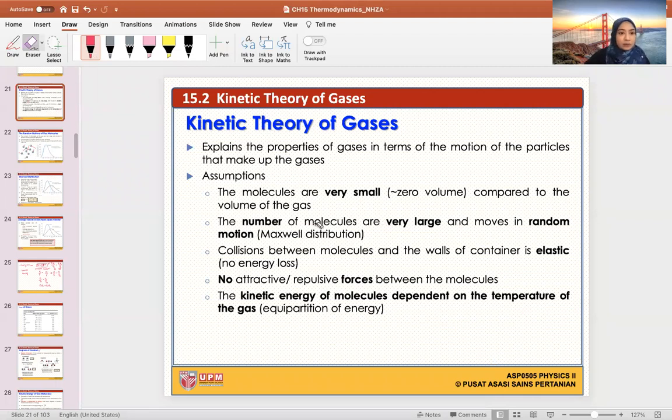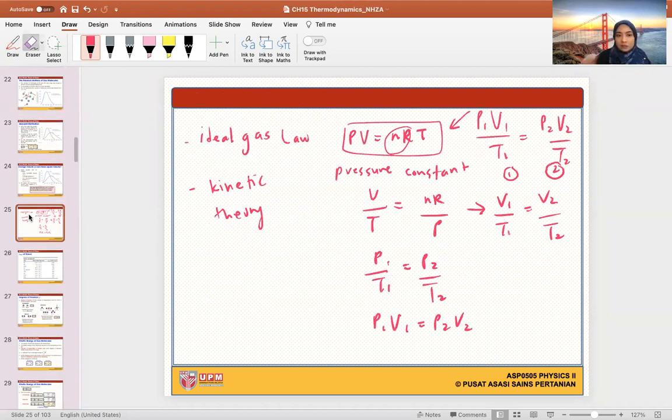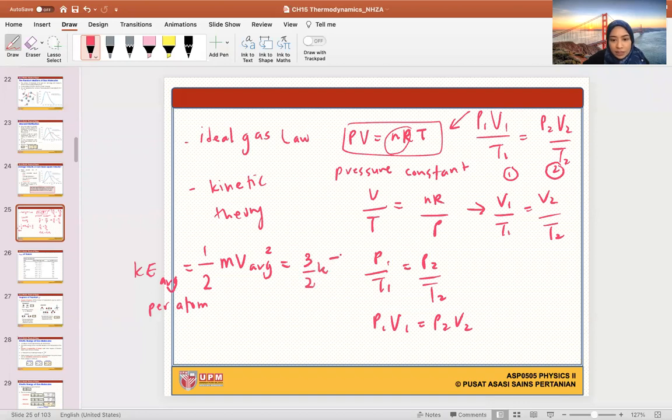And then we learned about, where is my slide? Here. So we learned about the kinetic theory and the average kinetic energy: 1/2 m v average squared is equal to KE average, per molecule or per atom. 1/2 m v average squared is equal to 3/2 kT. And this is where we stopped before I rambled about statistics and all. Just ignore that part.